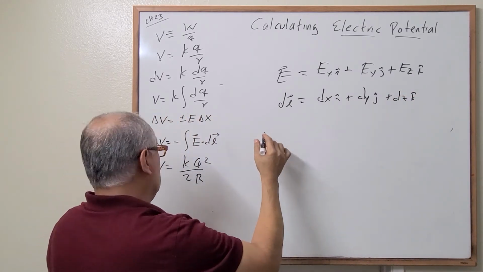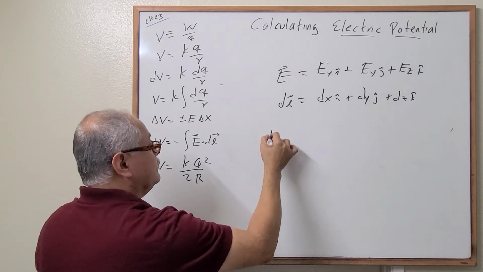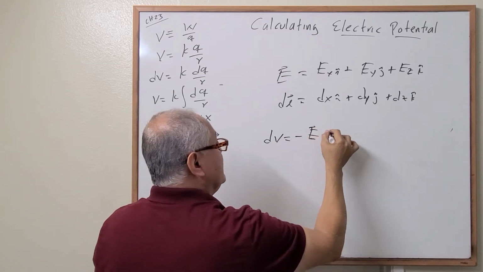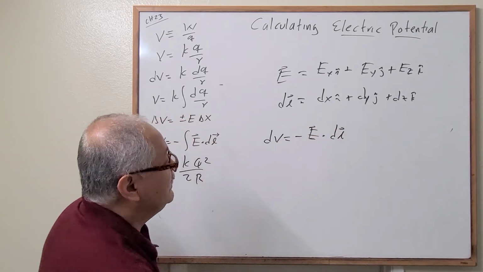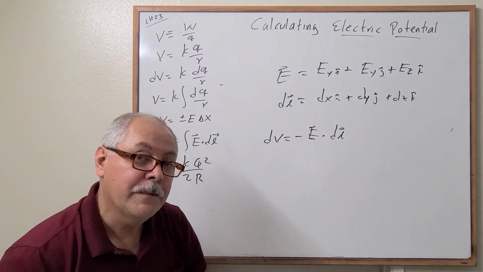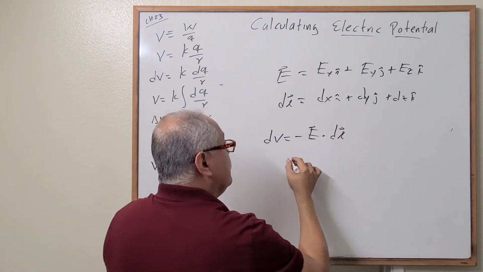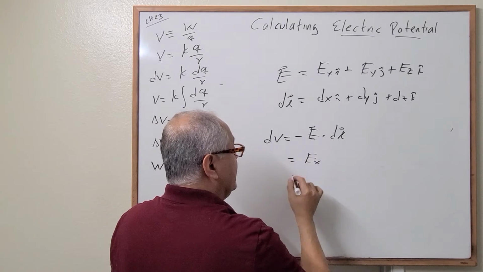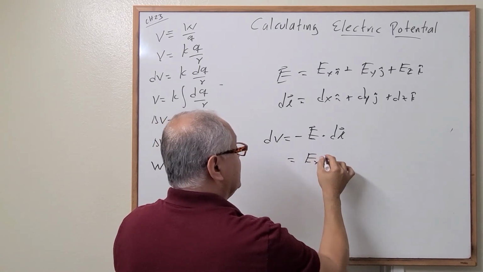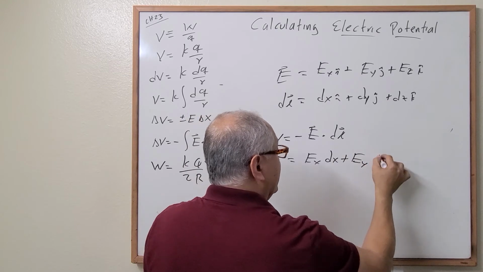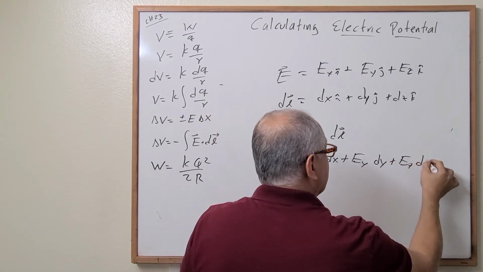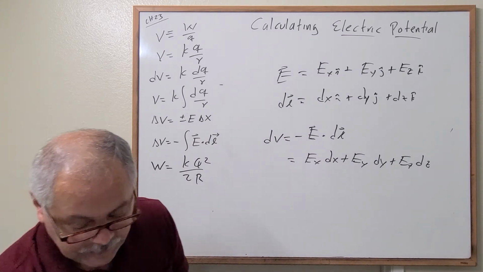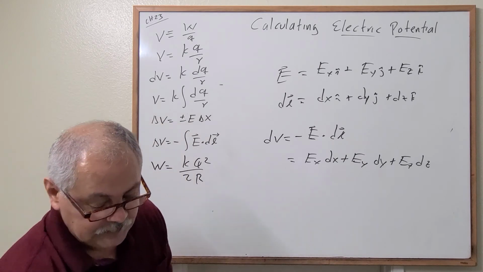Now let's go to this product, which is equal to negative the dot product of E and dl. When we use the dot product, we know that it is equal to Ex dx plus Ey dy plus Ez dz. We found this again.